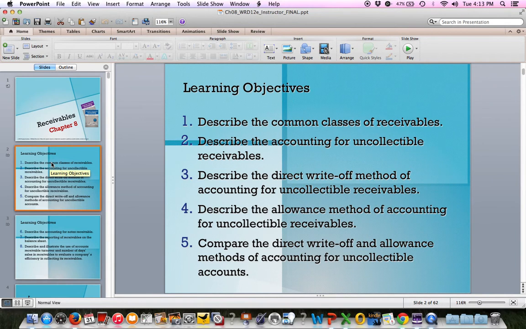So some things we'll talk about with Chapter 8. We'll talk about classes of receivables. We're going to talk about how you account for uncollectability of receivables. There's a couple of methods to do that. Direct write-off and allowance are the two big methods. We'll compare and contrast both methods to each other.